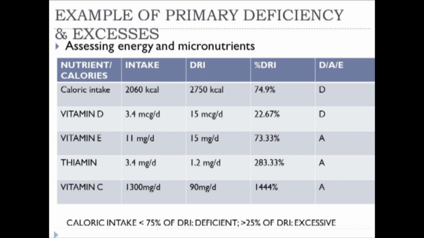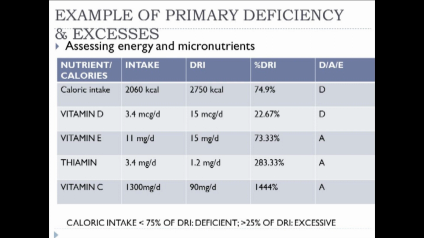Now I want to add one more thing in regard to excesses in terms of calories. We were able to see for deficiency that if it's less than 75% of the DRI, then it would be called deficient. But for calories to be excessive, it's got to be greater than 25% over the DRI. To make it easy, let's do one calculation, for example, just to set the record straight. So if the DRI is 2,750, we simply multiply that amount by 1.25, and that tells us that the upper cutoff for what is excessive is 3,438 calories.